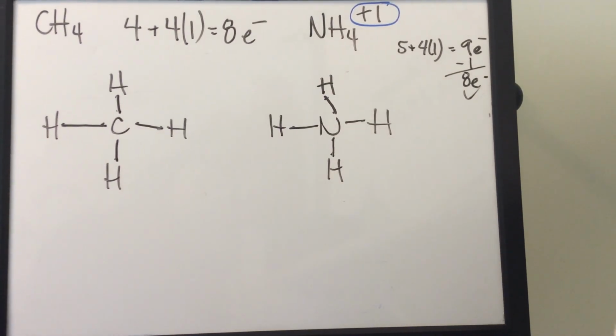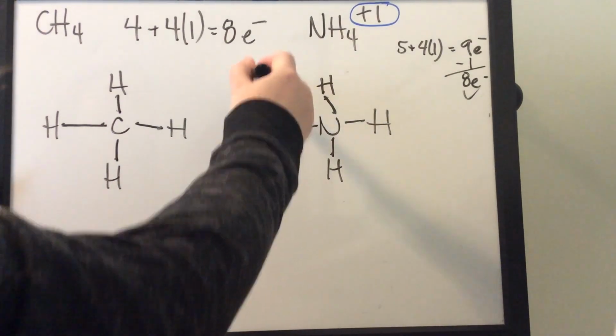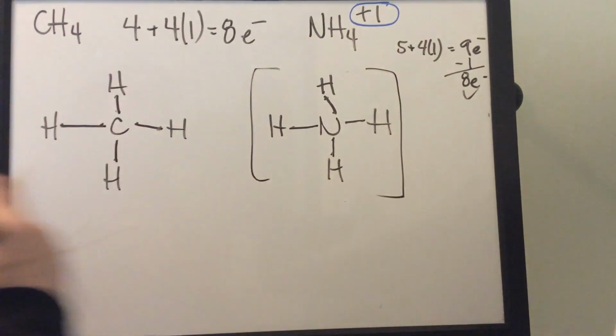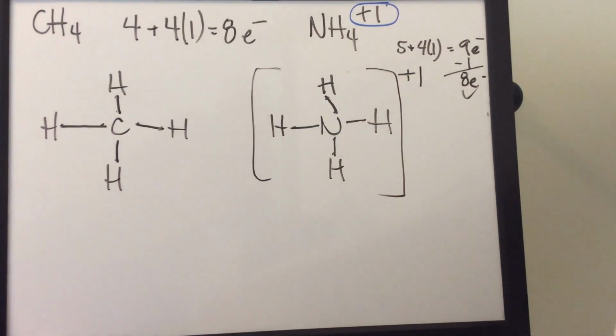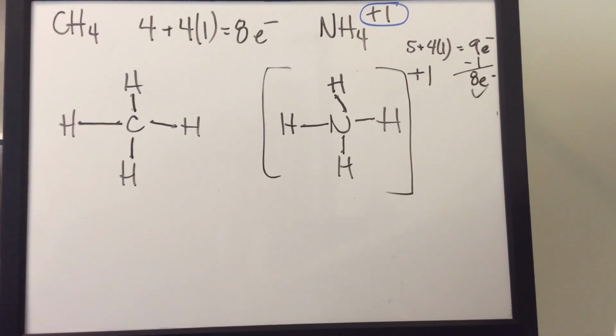However, there's one additional step you must do. It's very simple. To show that this is an ion, you put the whole thing in brackets and you put out to the side that it has a +1 charge, which tells the reader of your Lewis structure that you removed an electron.